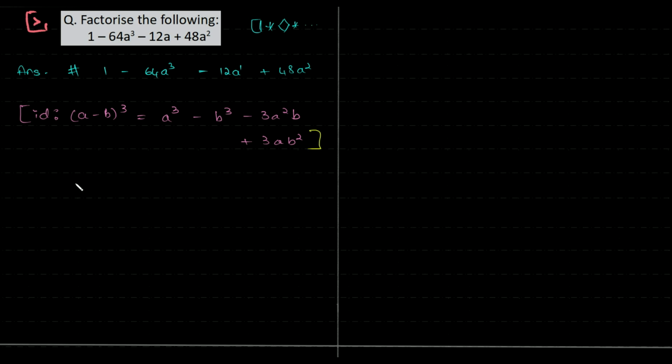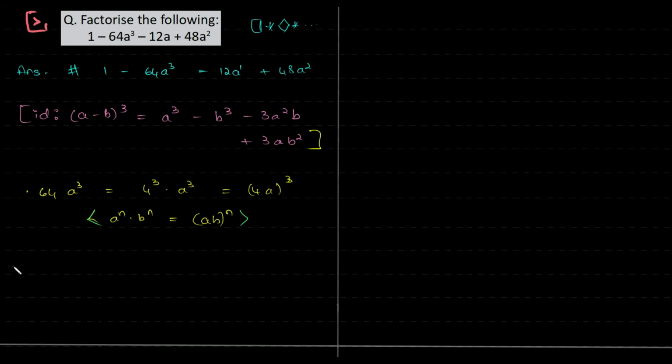So close the bracket. We have 64a cube can be written as 4 cube into a cube, which in turn is 4a the whole cube. This is as per the identity a to the power of n into b to the power of n is equal to ab whole to the power of n. Next, what else? So we have minus 3a square b and 3ab square. All of this, as and when things go, I'll show it. Okay, for now I'm done.